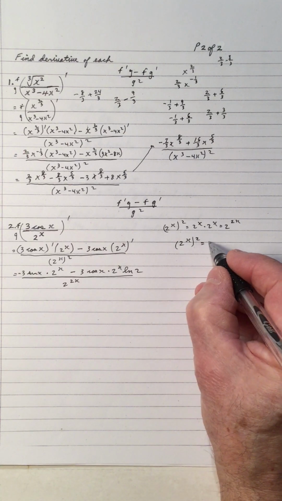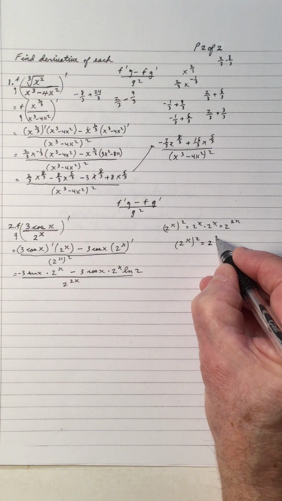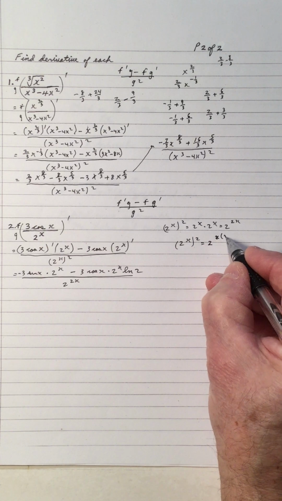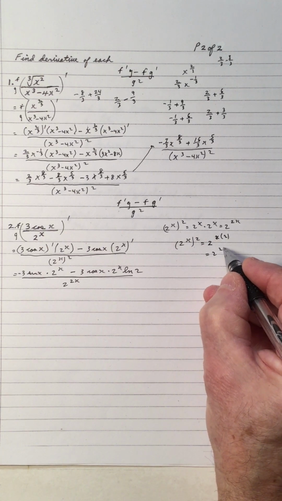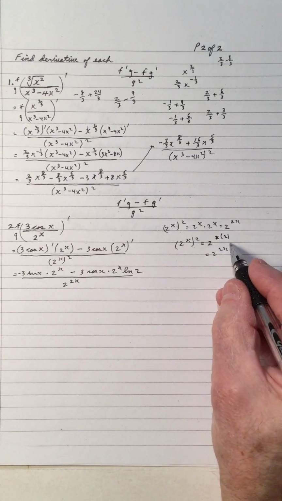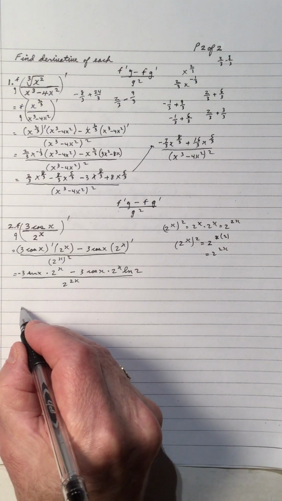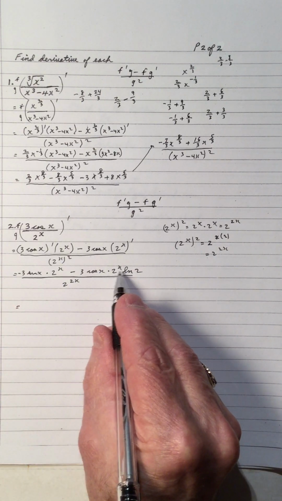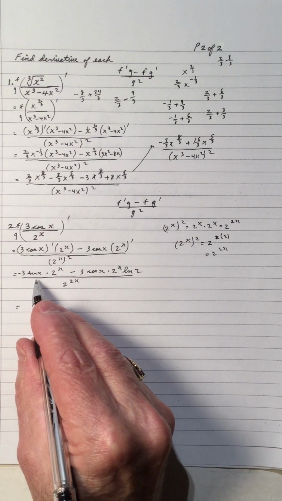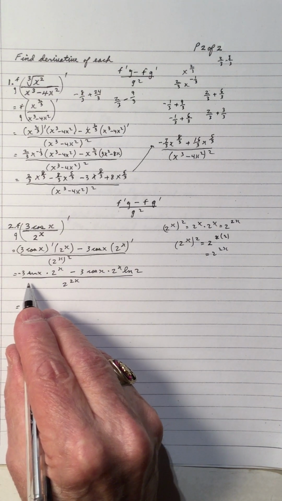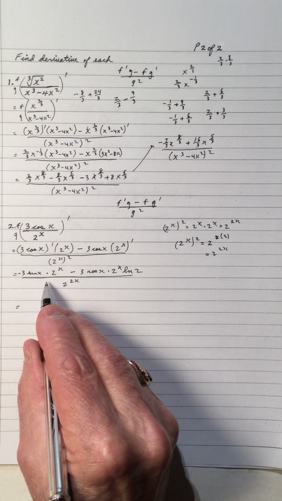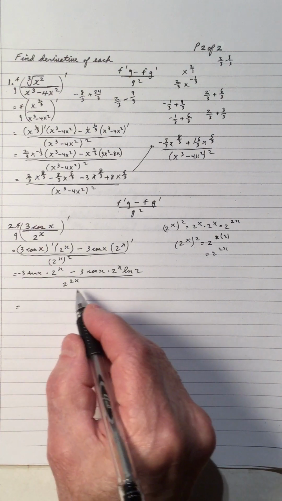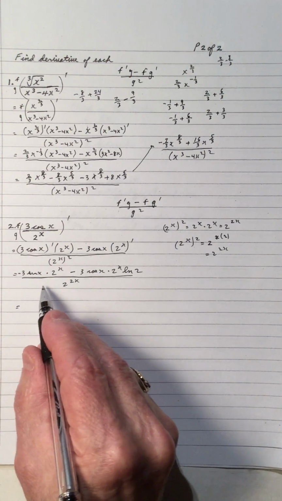Or another way: 2 to the x squared is a power of a power, so that's 2 to the x times 2, which is 2 to the 2x. You can either do it this way or this way. Anyway, we have to simplify this now. Everything looks okay, but if you want, let's see, we can simplify this.